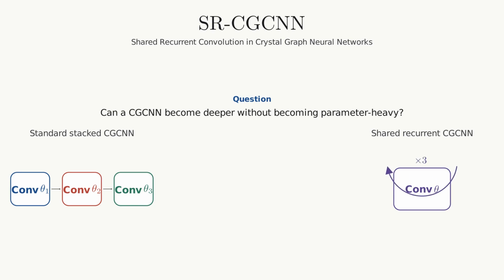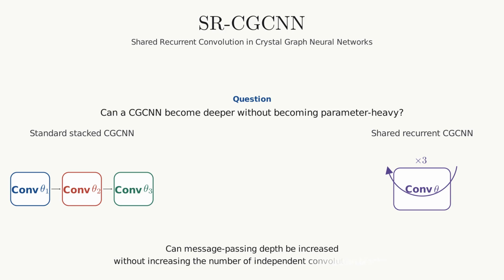When we make a crystal graph neural network deeper, do we really need a new set of trainable convolutional parameters at every depth? Or can repeated application of the same learned local update recover most of the benefit of depth?